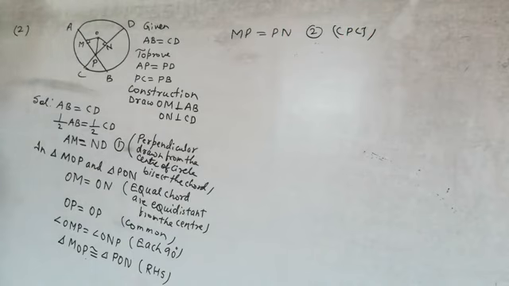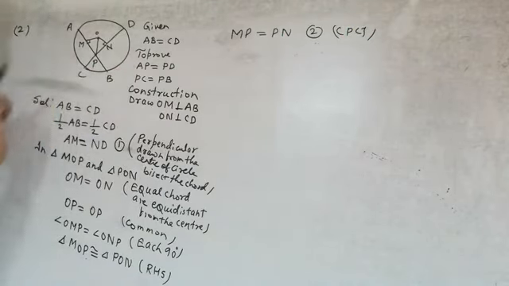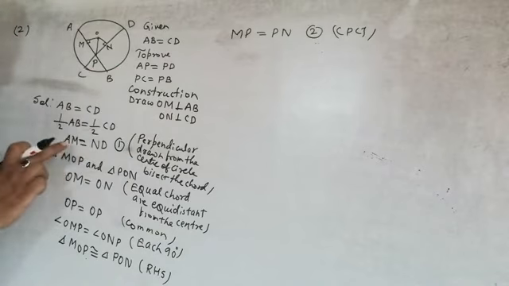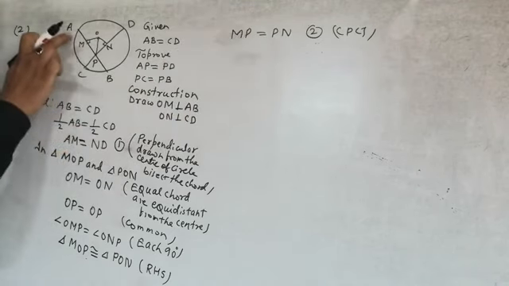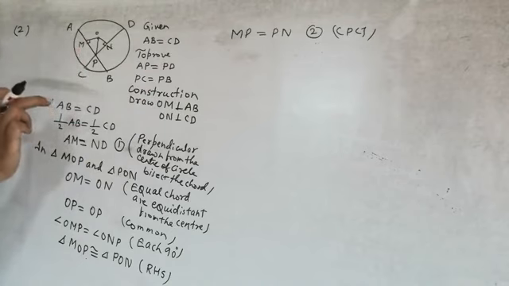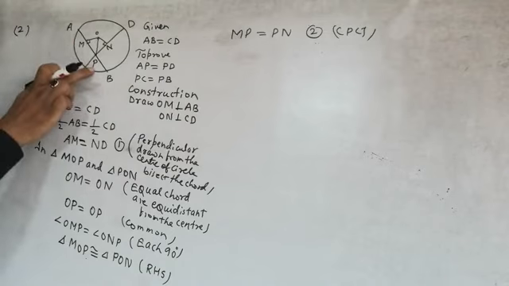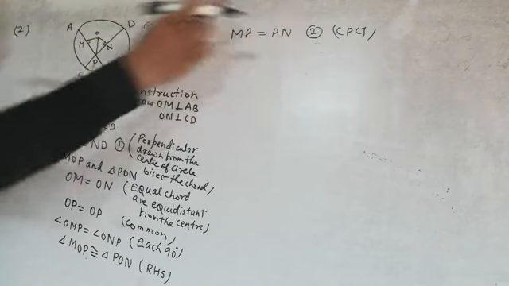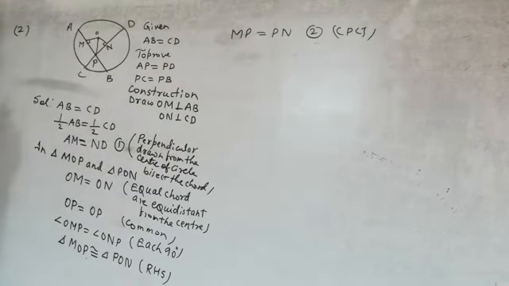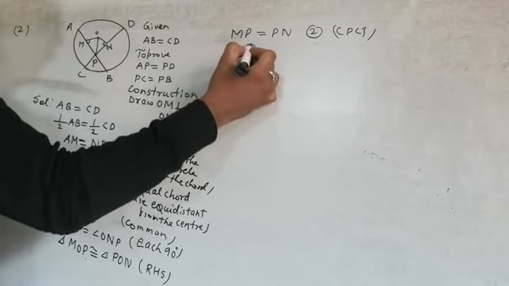Now we have to prove that AP is equal to PD. So to prove AP equal to PD, we have AM equal to ND. You can see if I add AM plus MP, then I'll get AP. And similarly, I have ND. If I add PN to that, I will get PD. So add equations 1 and 2.